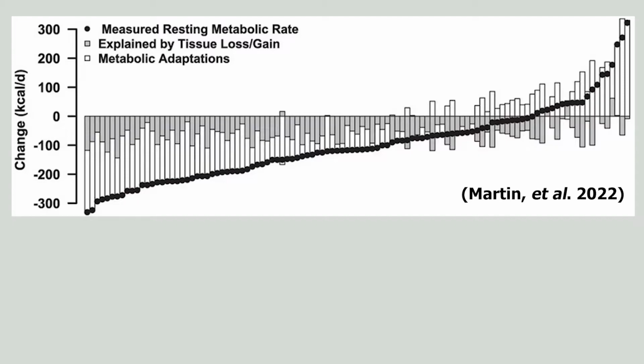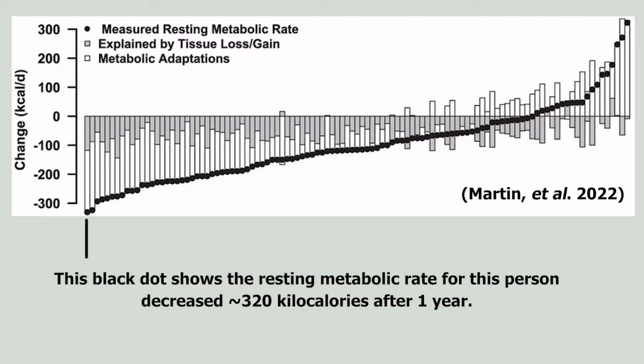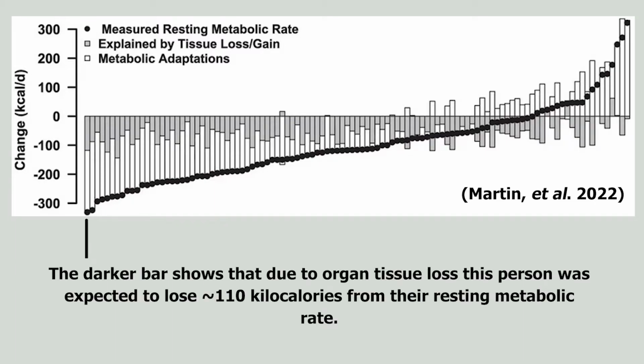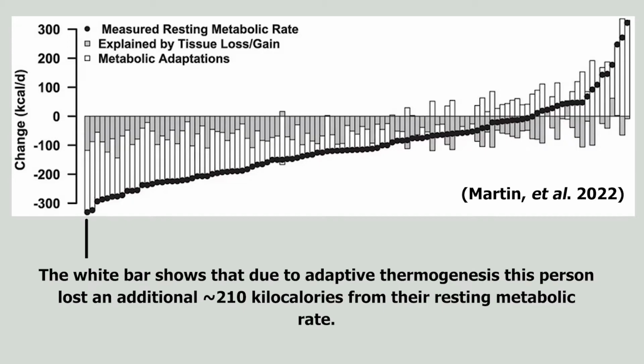In this figure, each individual column corresponds to a different participant in the study. Each column has a darker bar, a white bar, and a black dot. The black dot shows the measured resting metabolic rate 1 year into the dieting process, relative to the resting metabolic rate before the dieting process began. The darker bar shows what degree of this is expected from the change in organ tissue that was measured during the study. The white bar shows the adaptive thermogenesis component.